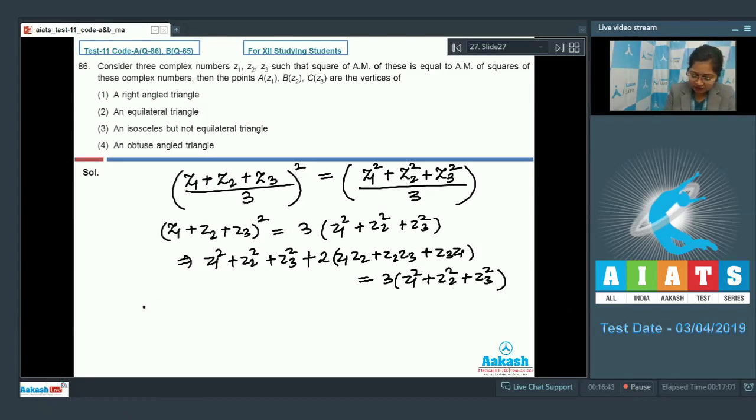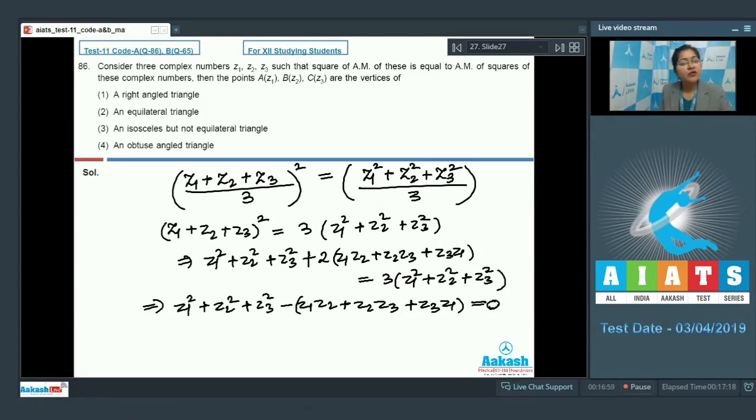Here we have plus. Now further it can be written as z1 square plus z2 square plus z3 square minus (z1 z2 plus z2 z3 plus z3 z1) is equal to 0. This is the condition that we get from here. Now we know that this condition is true for an equilateral triangle. That is, the correct answer is option number 2.